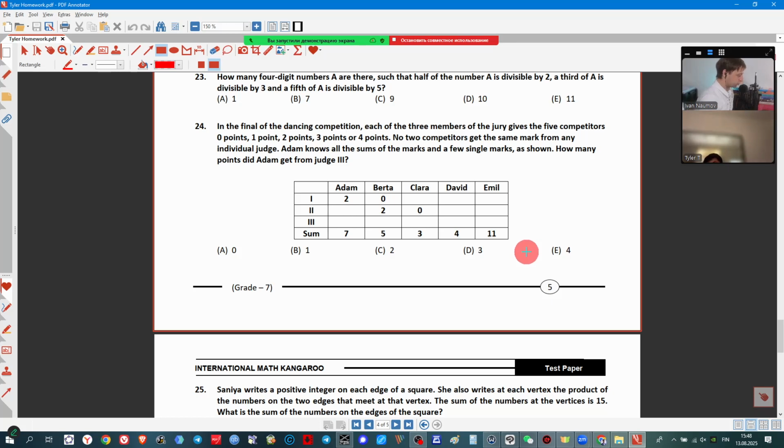Previously it may be confusing. What about 24 with this table? I got E. Okay, and tell me please your reasoning. So how you solved it, if you remember.